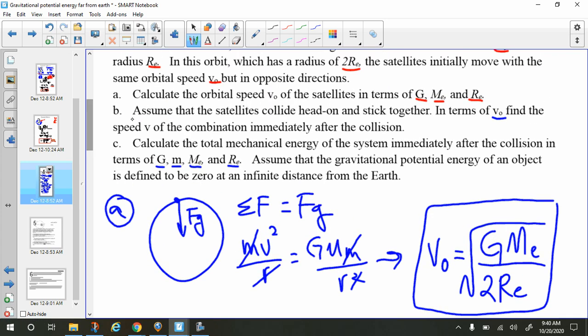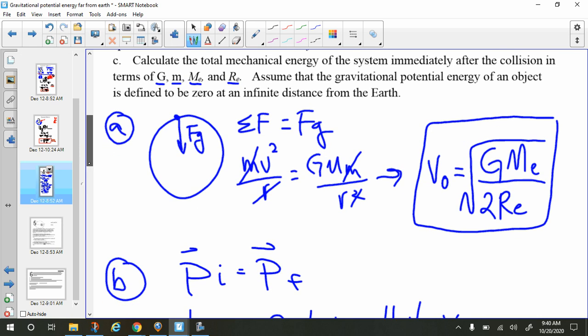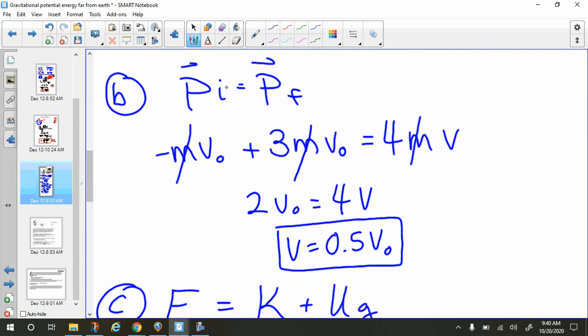So we've got that. Then part B: assume the satellites collide head-on and stick together. In terms of V naught, find the speed V of the combination immediately after the collision. If they stick together, then we know it's an inelastic collision, so we need to use conservation of momentum. Anytime you have an inelastic collision, we know initial momentum is equal to final momentum. Momentum is always conserved because it's derived from Newton's first and third laws.